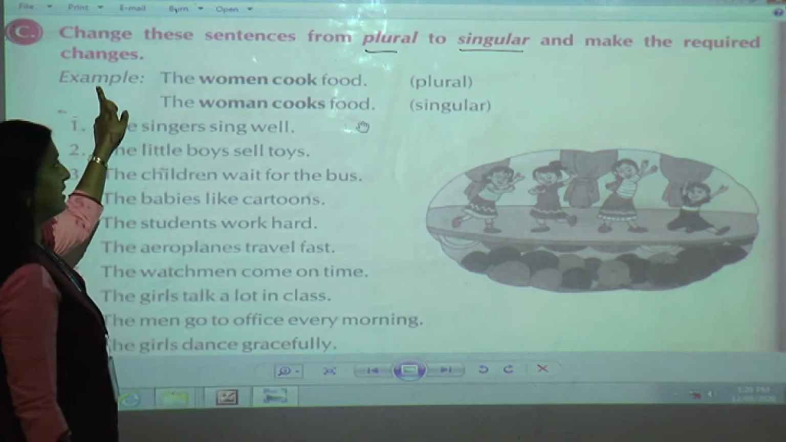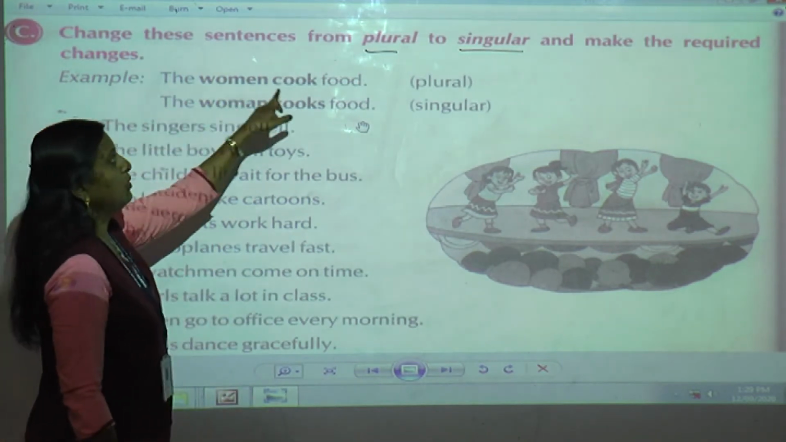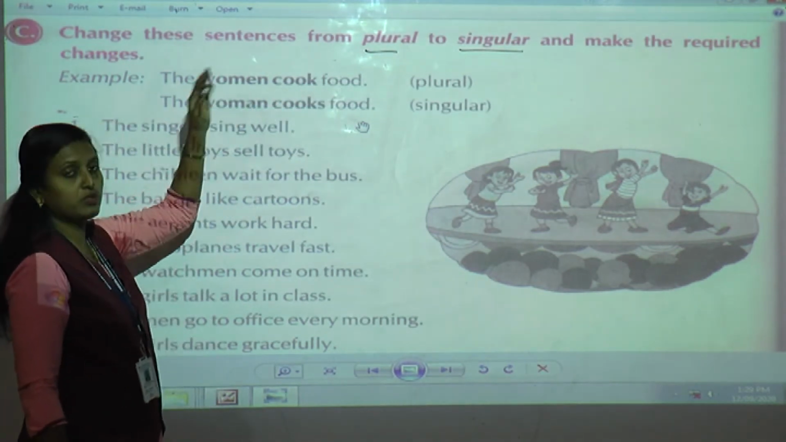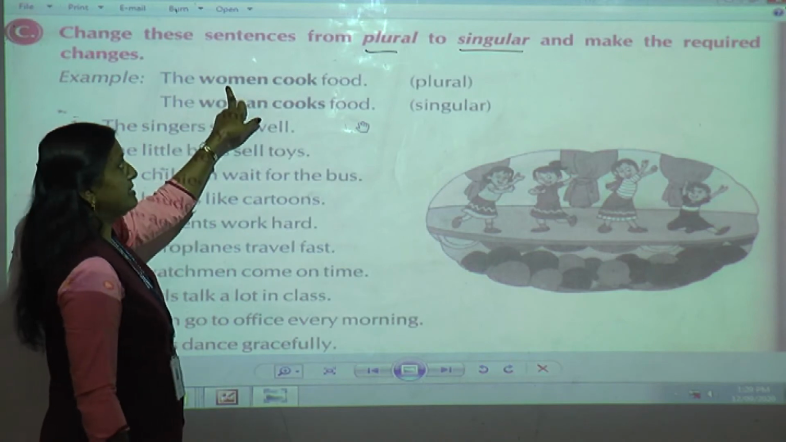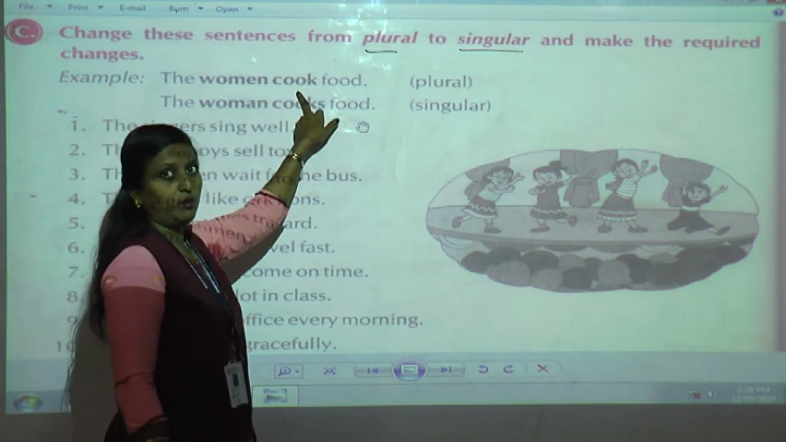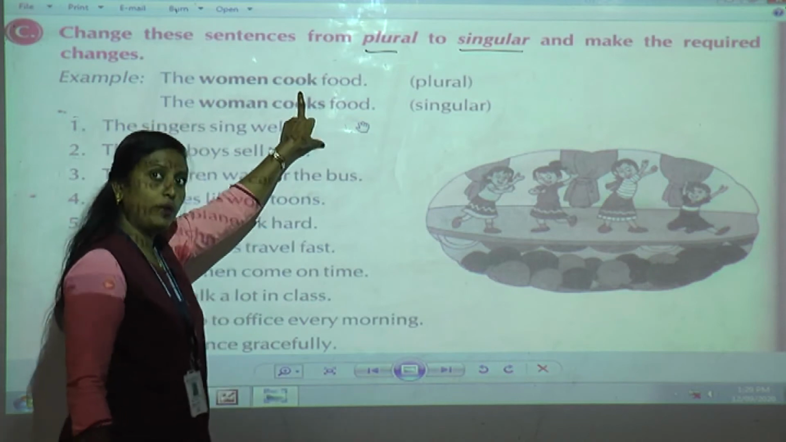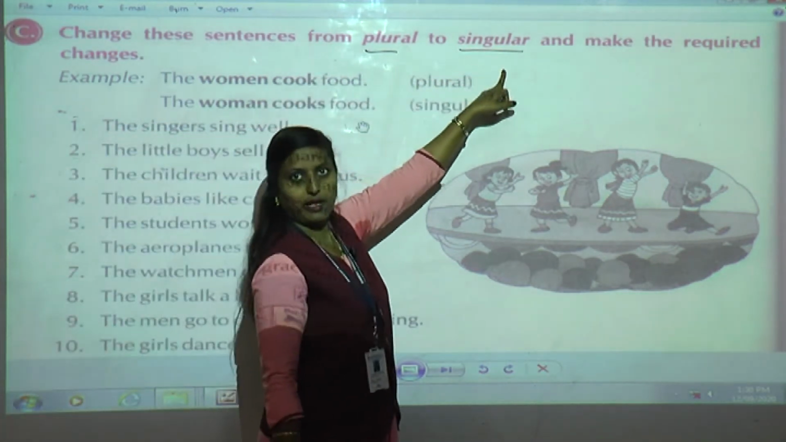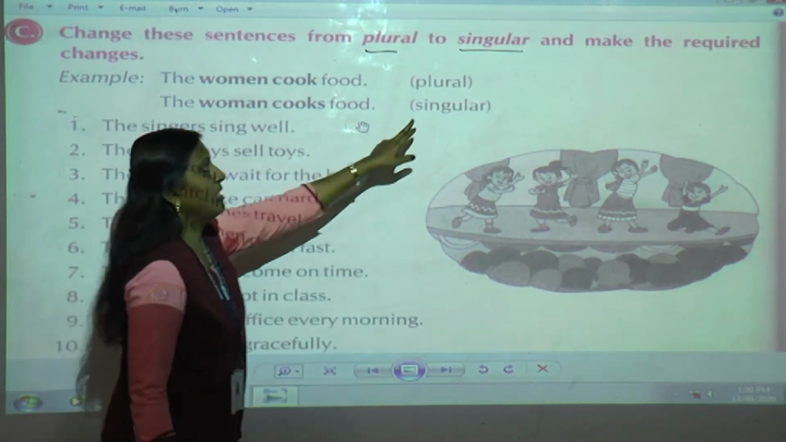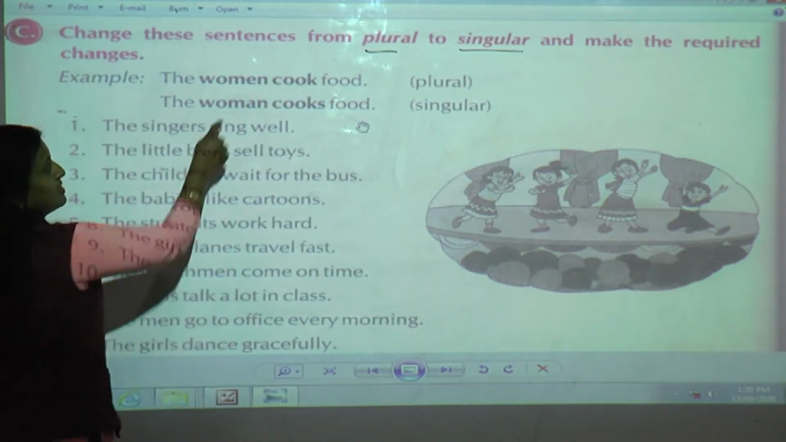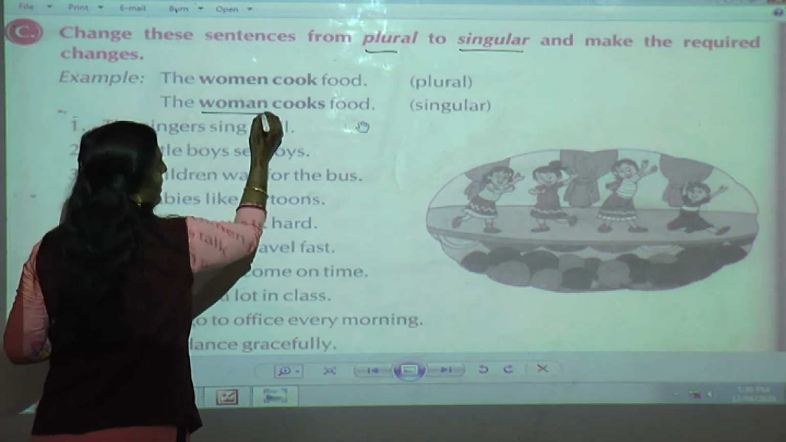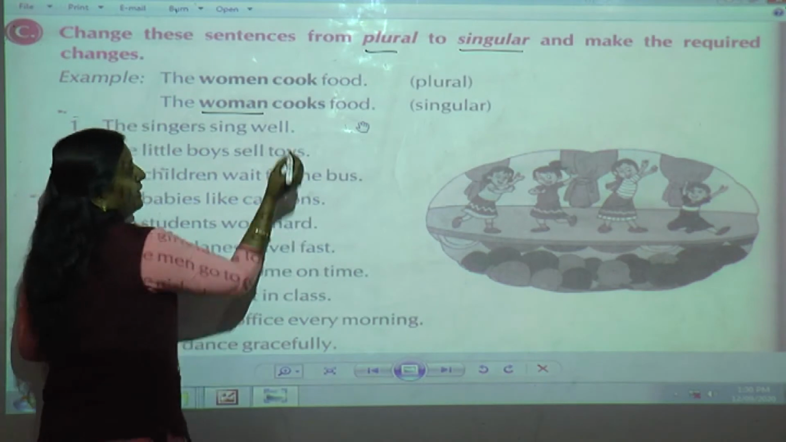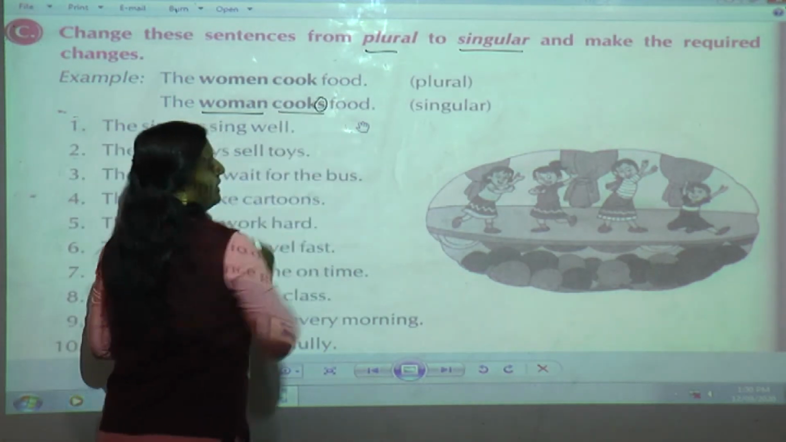So one example they have given. The women cook food. How many women are there? Many women are there, okay? So they have used the word women. So when it is plural, your verb will not have s, okay? The women cook food. So now I have to make it into singular according to the given instructions. So this women will become woman, okay? And when this becomes singular, our verb will have s.